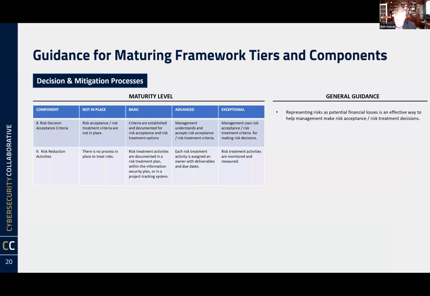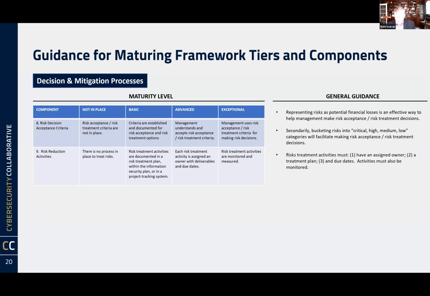Representing risk as potential financial losses is an effective way to help management make those decisions when you can do it. Secondarily, bucketing them into the critical, high, medium, and low categories will facilitate making those decisions. So you can start with the high ones, and then you can guide by saying these are the ones we have the resources for, and at least work on the high areas and refresh it, which means you're improving your program.